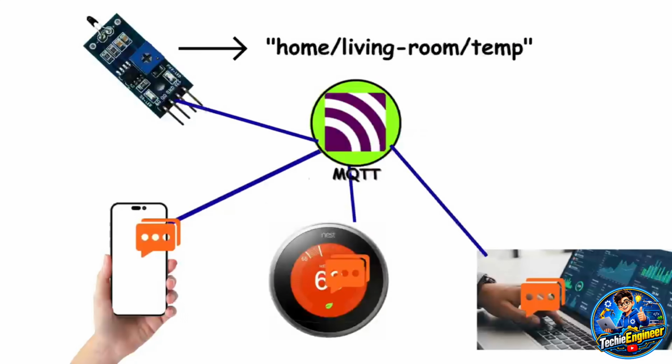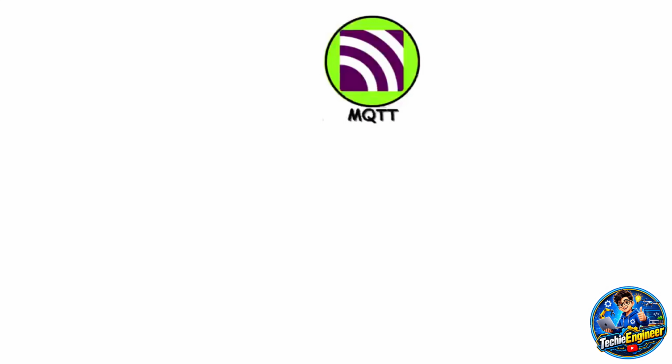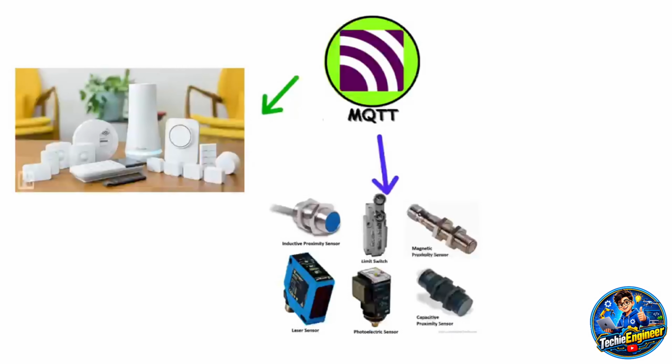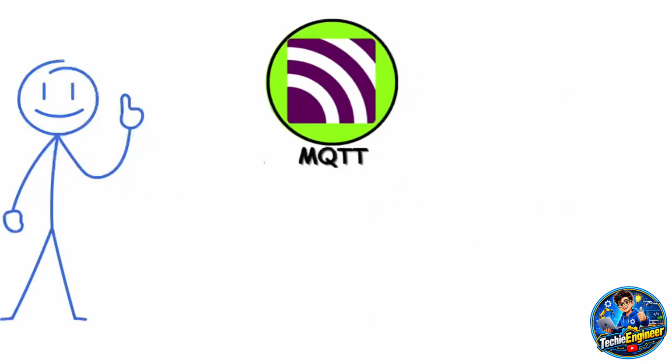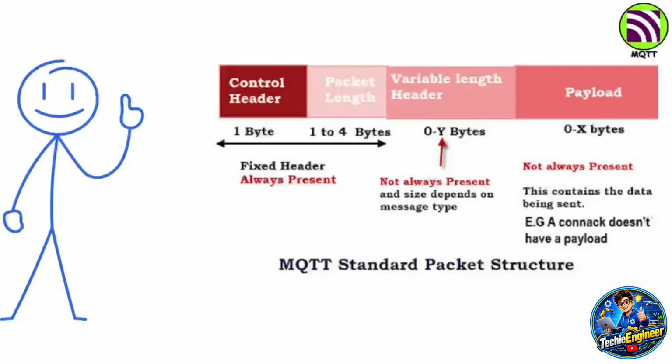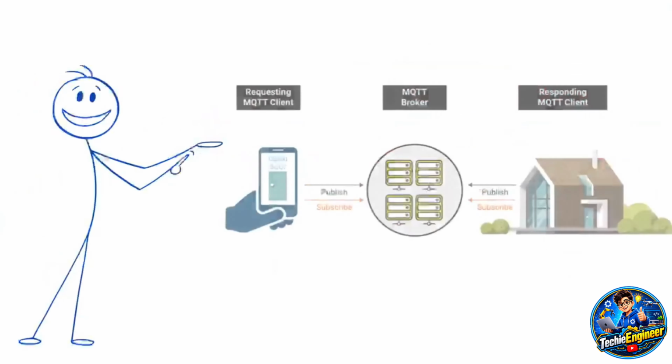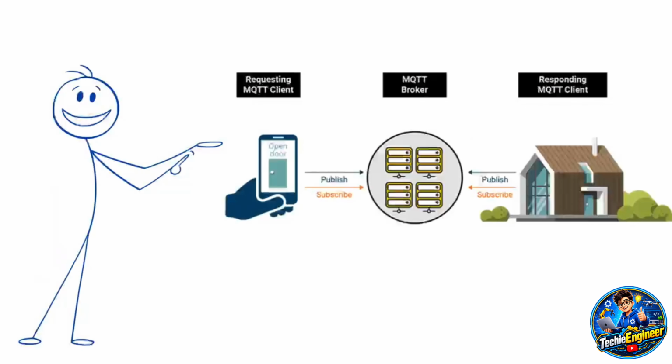the update. You will use MQTT when building IoT systems like smart home devices, industrial sensors, or vehicle tracking where devices need to communicate efficiently over unreliable networks. The brilliant part is how lightweight it is. The absolute smallest MQTT message is 2 bytes. 2. That's why every smart home device uses this.